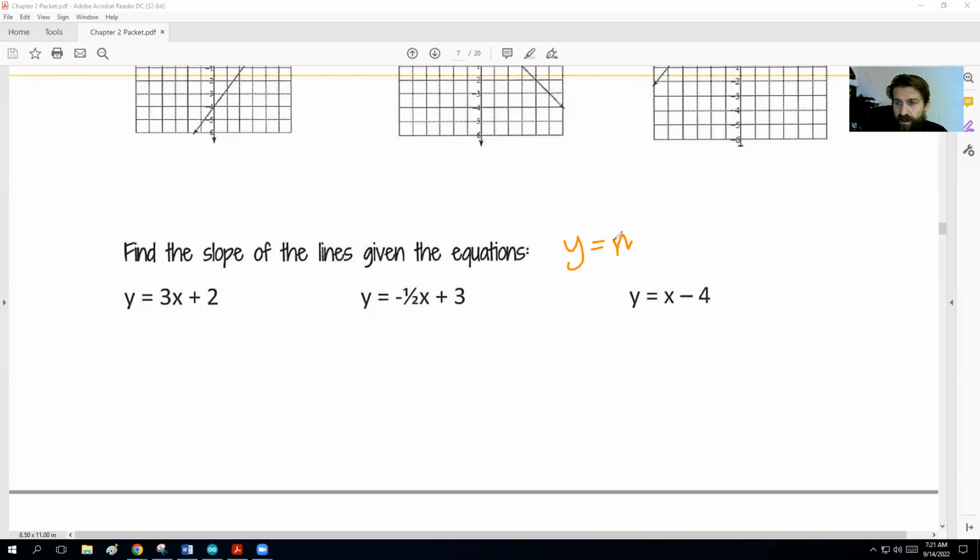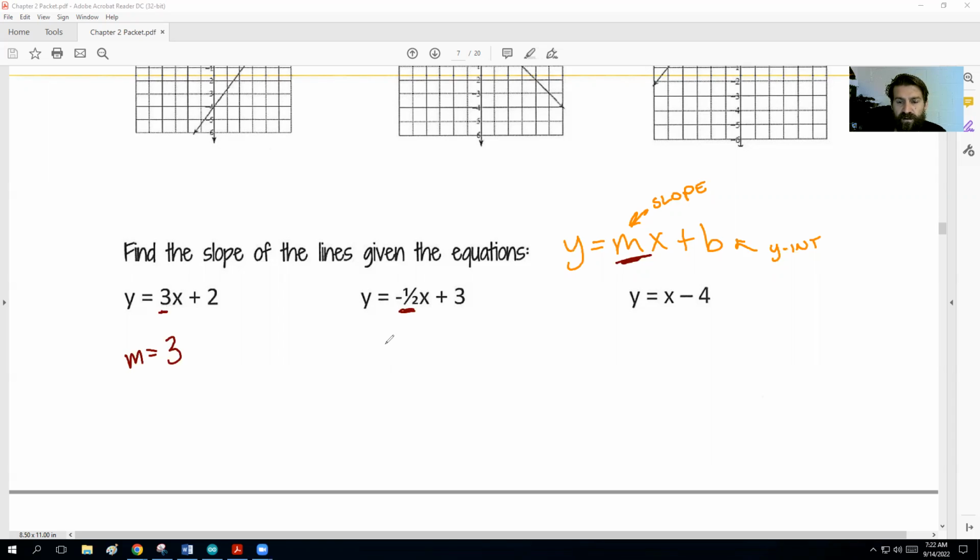But right now, the general equation that you need to know is y equals mx plus b, where m, we talked about that earlier, is the slope, and the b, what we talked about in the last section, is the y-intercept. Now, if we're just finding the slope, all we need to do is find the number next to the x. So this one here, the slope would be 3, because that's the number next to the x.